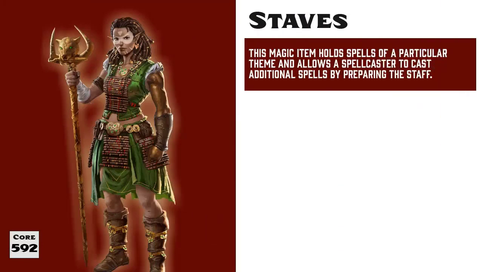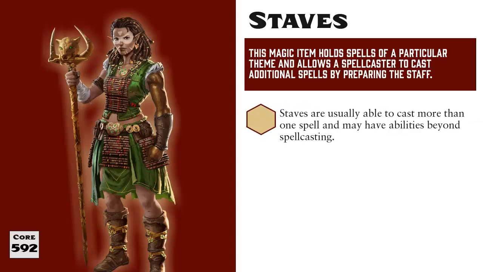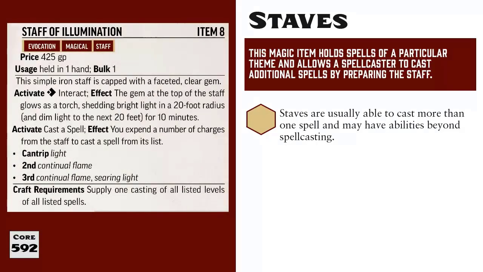Staves work a little different than Scrolls and Wands and have the following properties. Unlike Scrolls and Wands, Staves can usually cast more than one spell, and all of a staff's available spells are listed in its description. Some staves may have other uses beyond casting spells, which are detailed in their descriptions.